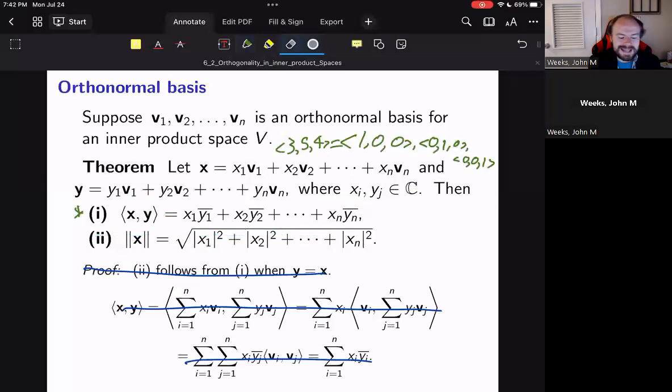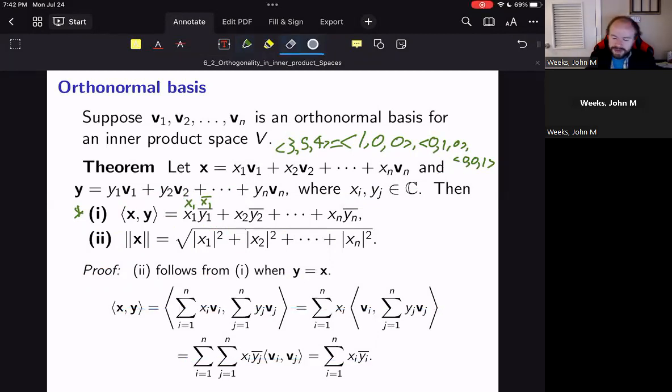And also, we get that the norm of a vector x is going to be the square root of the absolute values of each of these components of x squared. So the distance formula, the Euclidean distance formula, now gets recovered here from looking at this inner product. 2 is going to follow from 1, by the way, and that's because if I just take the inner product of x with itself, I'm going to get x1 times x1 bar. That is x1 absolute value squared. And then to take the norm of that vector, I'm going to need to take the square root of both sides. And so that is where 2 is going to come from.